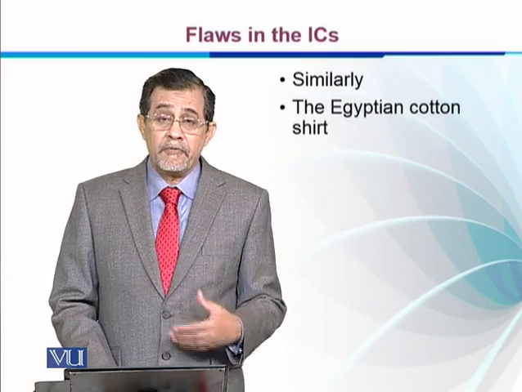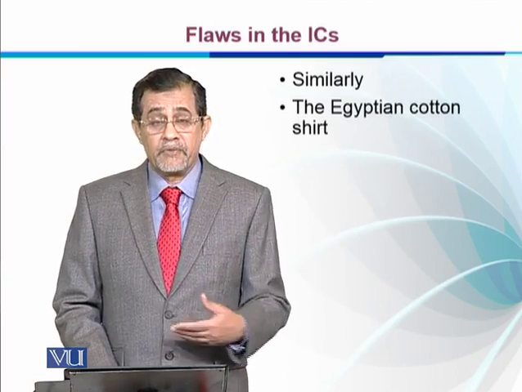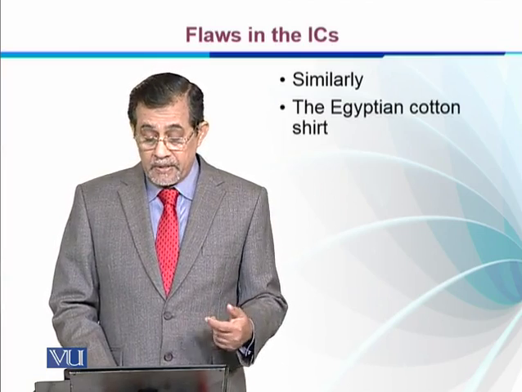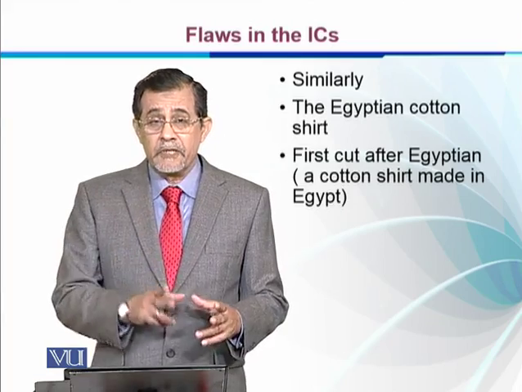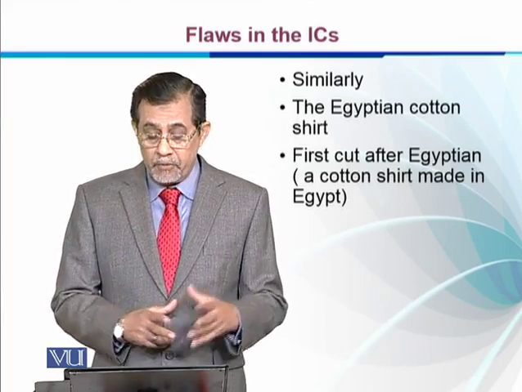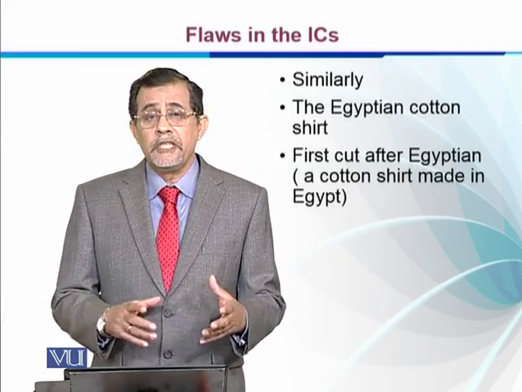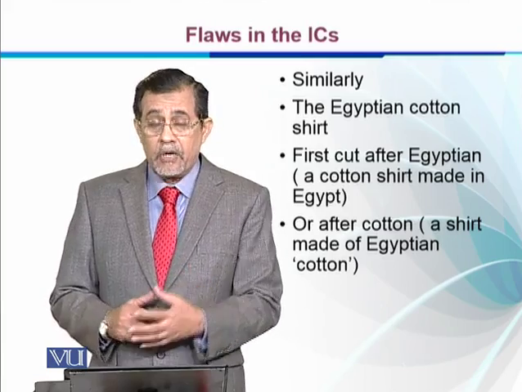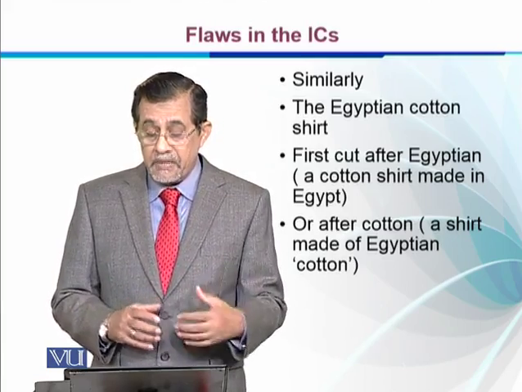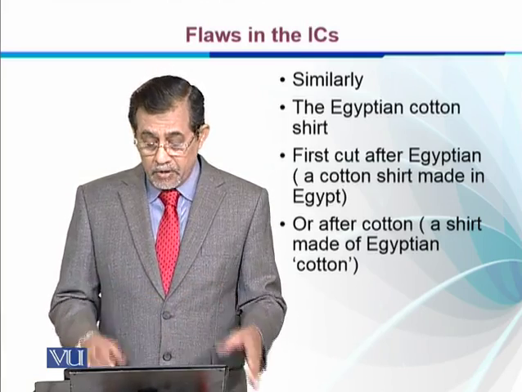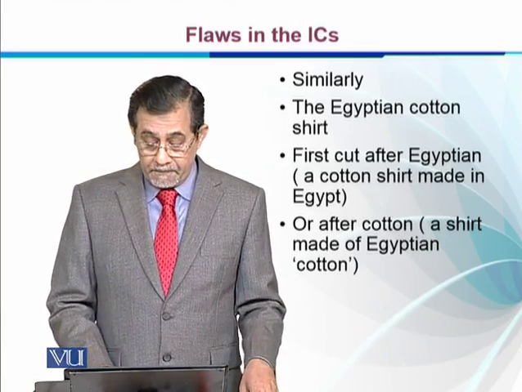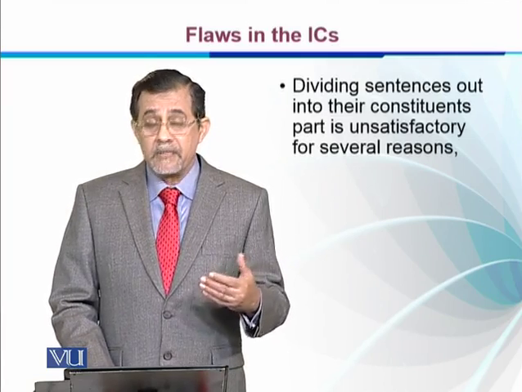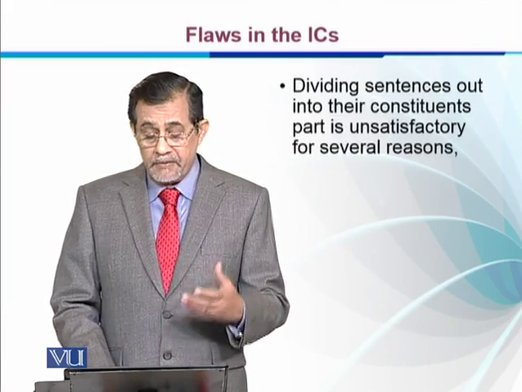Similarly, if we come across such sentences or such parts of sentences, it is "the Egyptian cotton shirt," right? If we make a first cut after "Egyptian," the meaning would be a cotton shirt made in Egypt. But if we put a cut after "cotton," the meaning will change: a shirt made of Egyptian cotton. So this is confusing. Dividing sentences into their constituent parts is unsatisfactory for several reasons.